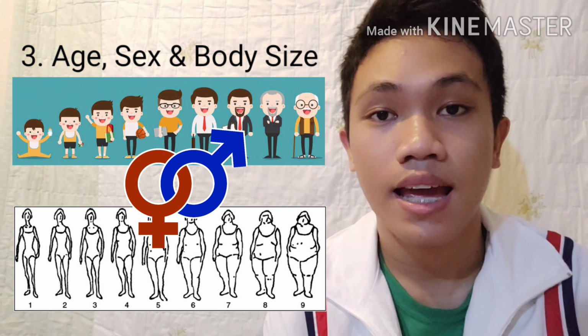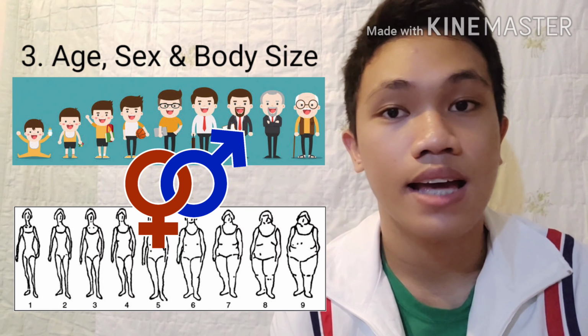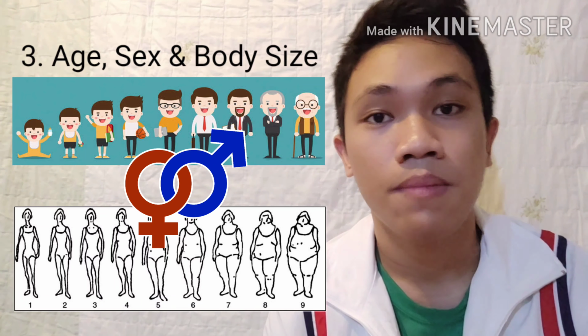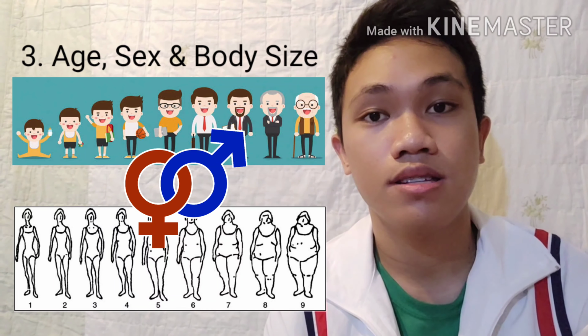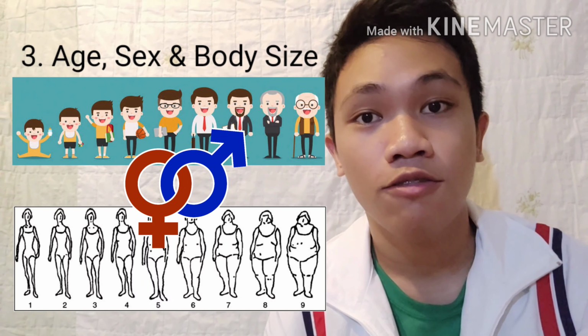So third is age, sex, and body size. A decrease in lean muscle mass during adulthood after the age of 30 results in a decline of metabolic rate per year. The metabolic rate of women is also lower than men because women relatively possess more body fat and have less muscle mass than men of similar size. And as metabolic rate increases, weight, height, and surface area also increase.